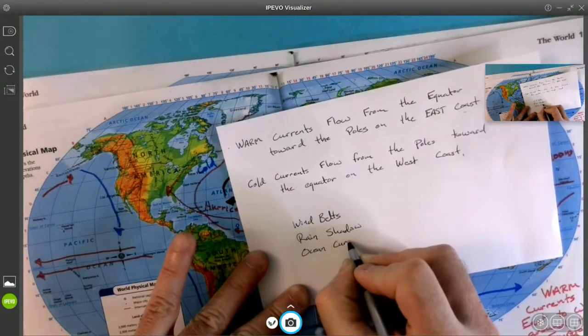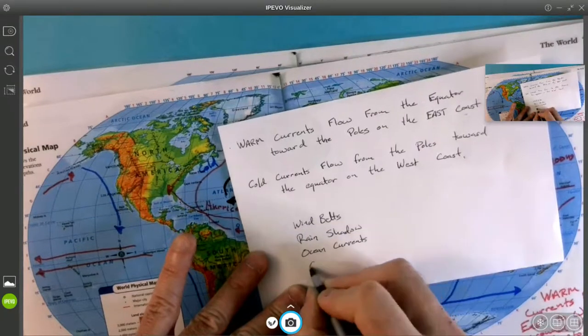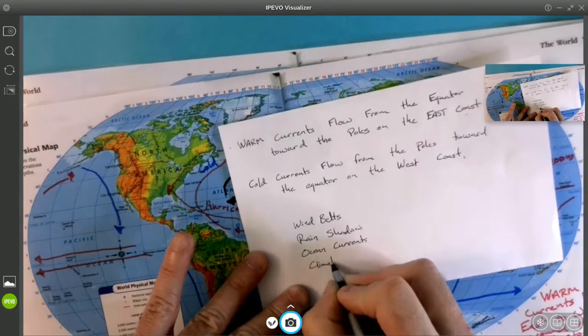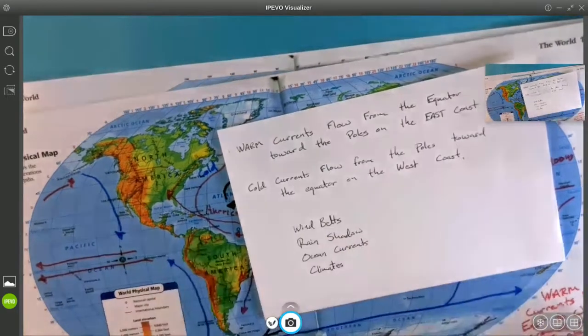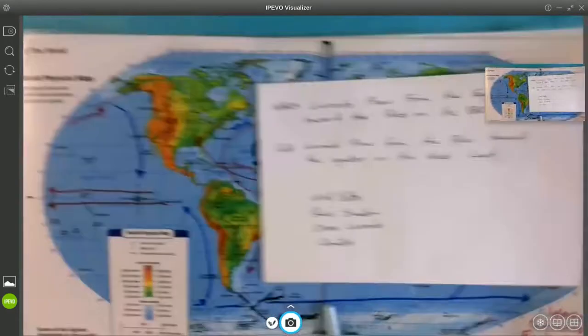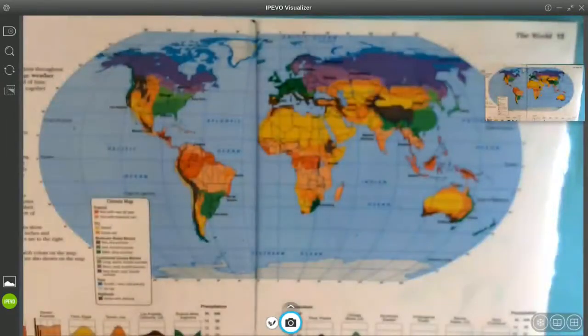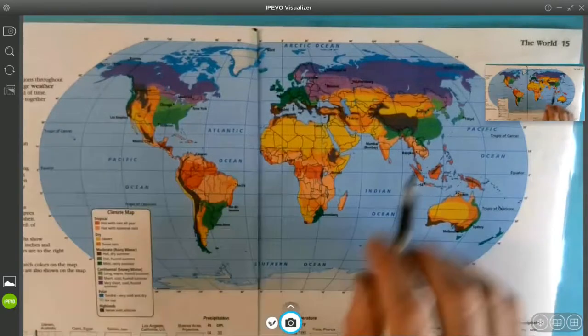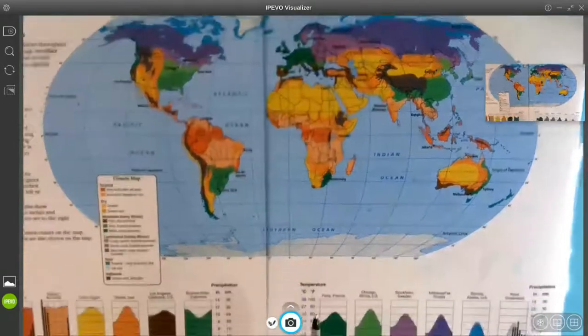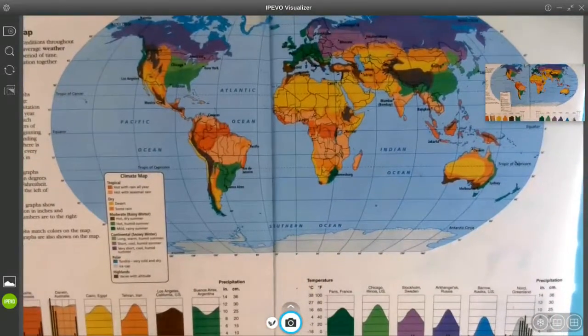And what we're building toward is climates, okay? We want to see why the climates of the world look somewhat like that, okay? And we'll run through this later on, but I'll run through why climates look the way they do.